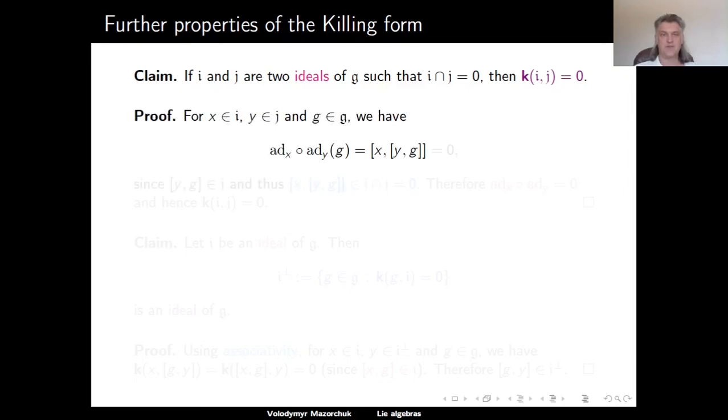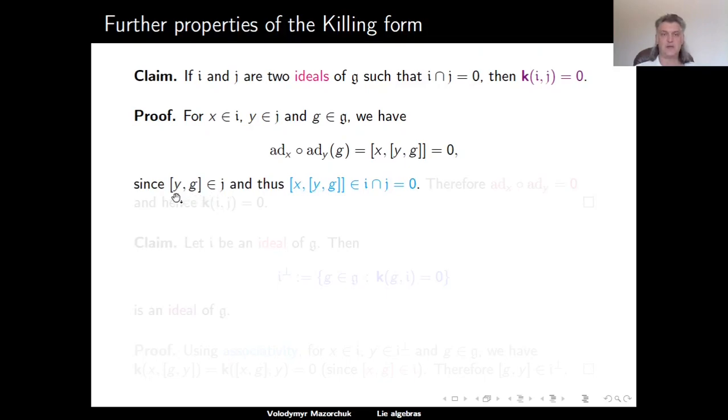To prove this, consider any element x from the first ideal I, any element y from the second ideal J, and any element g from the Lie algebra. Then let us compute the image of g under first the adjoint operator for y and then the adjoint operator for x. So this is equal to the bracket of x with the bracket of y and g. We claim that this is equal to 0.